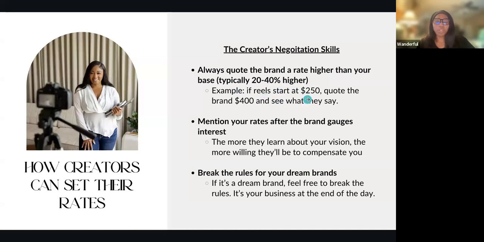So if it's a reel and your reels usually start at 250, quote the brand 400 and just see what they say. You never know. They may just be like, "All right, that sounds good. We're going to send over the contract." And you're like, "Whoa, I just made an extra $150 and I didn't have to pull any teeth." But if you're sitting here saying 250, you think the brand's going to go back and say, "Oh, well, we had $400 in mind?" Nope, they're going to save their 150 and probably spend it on another creator.